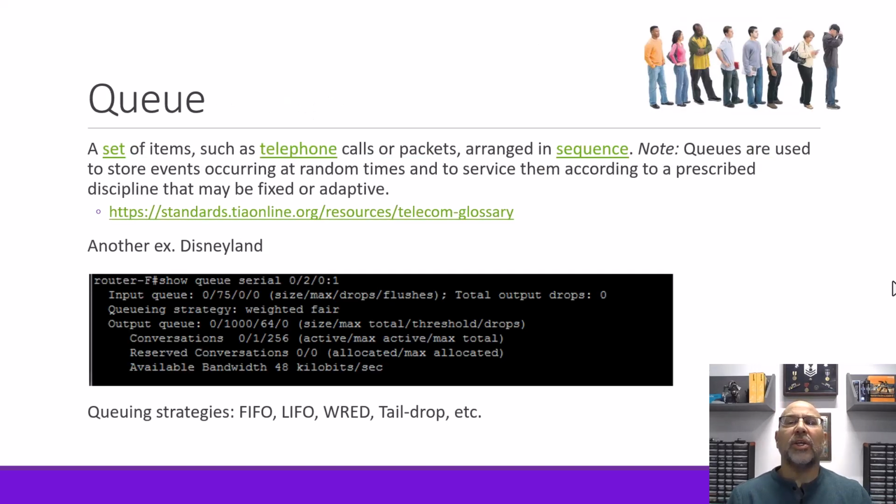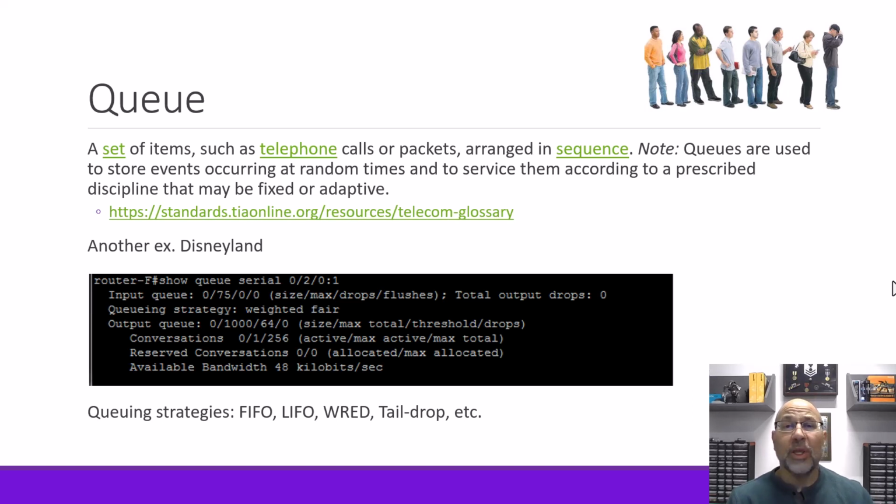So what is a queue? We've probably all used the term, well, I'm in the queue, whether you're waiting on a telephone call, or you're on hold, or you're in line at Disneyland. A queue is a set of items such as telephone calls or packets arranged in a sequence.